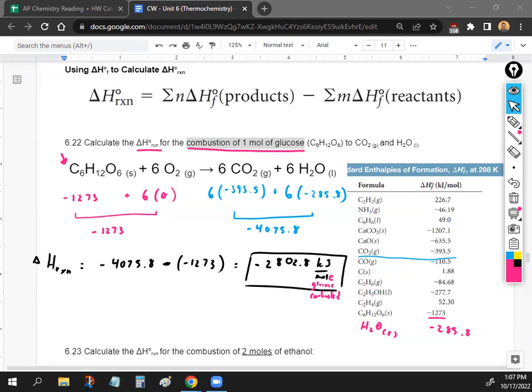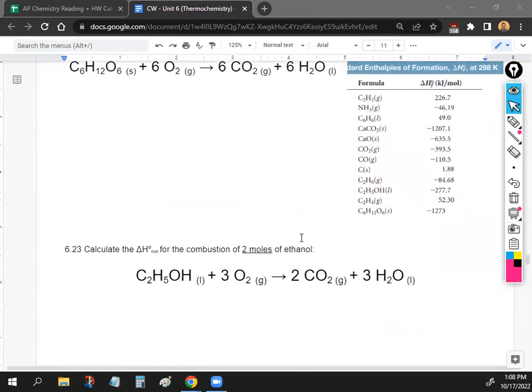Okay, let's go to 6.23. You guys think you could try this one on your own? Read this very carefully. This is for the combustion of 2 moles of ethanol, but the balanced reaction is just 1 mole. I'll give you guys about 4 minutes to try this out.